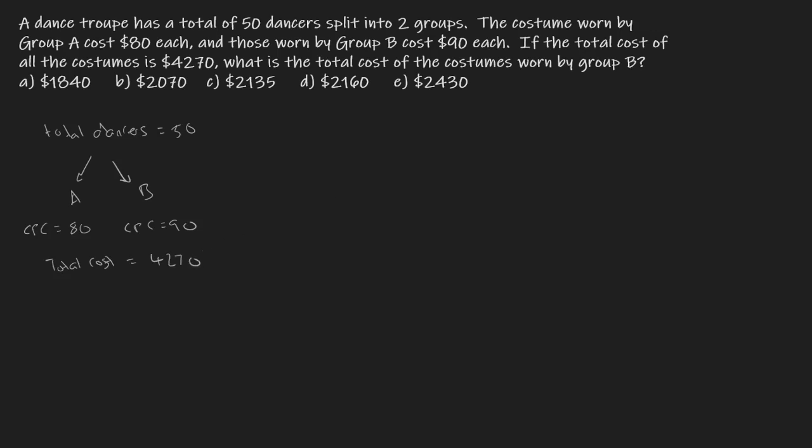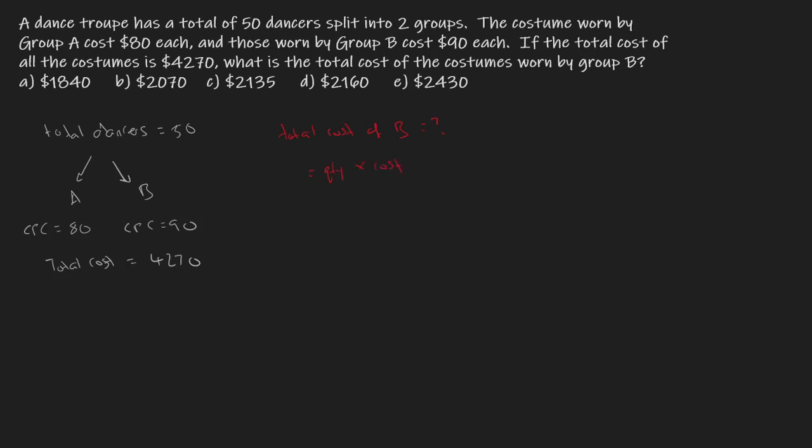And the question is asking you, what is the total cost of the costumes worn by group B? So total cost of B equals question mark. Now let's break this down. What does total cost actually mean? Total cost is essentially the quantity times the cost per unit.